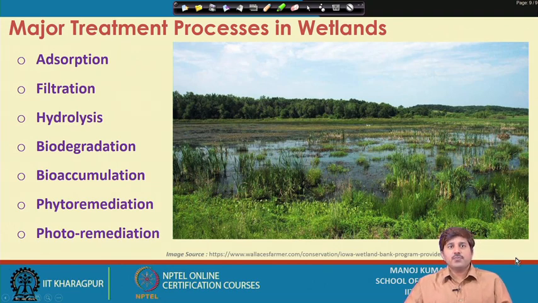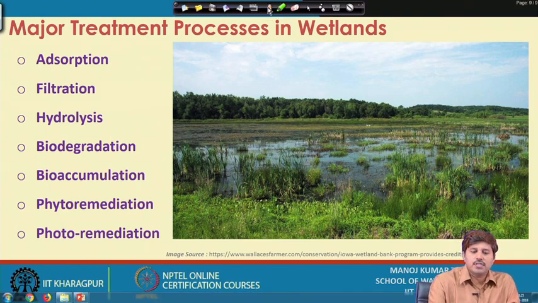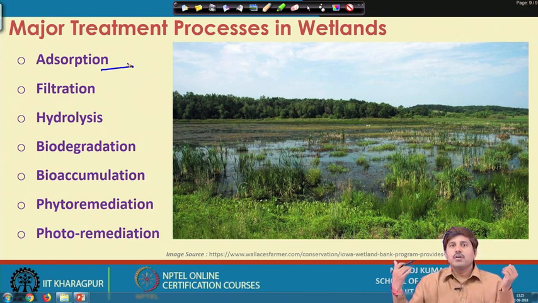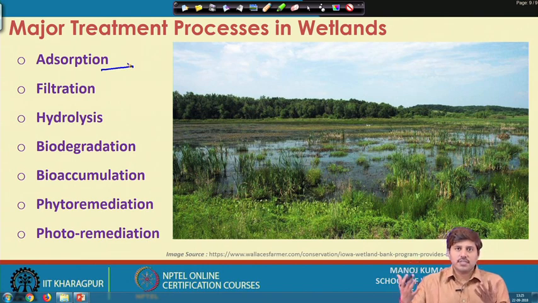So, what are the various processes that take place in a wetland system? Well, first there will be adsorption. It is a wetland system, there is soil through which water is passing, or there could be media in a constructed wetland system through which water is passing. So, adsorption takes place on the soil minerals or the clay particles, or the media that we are putting in, which will adsorb some of the contaminants present in the water.